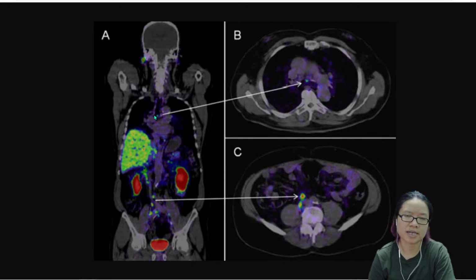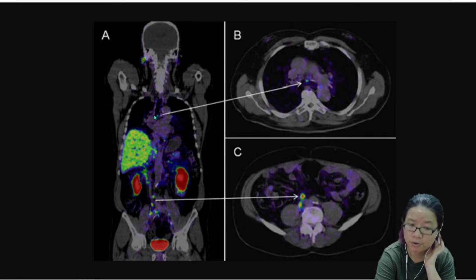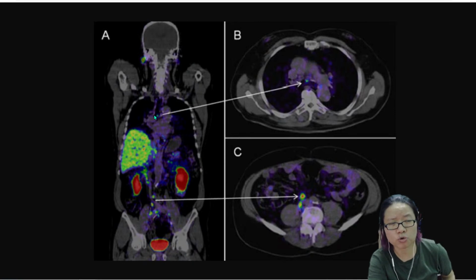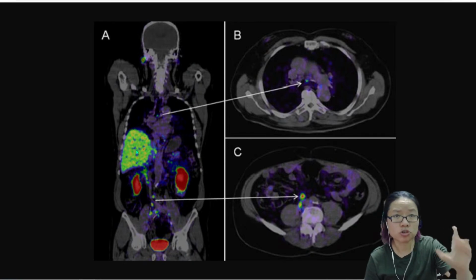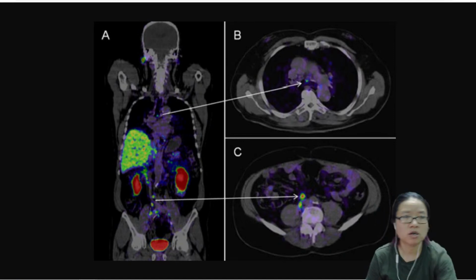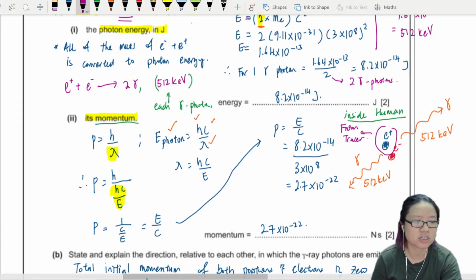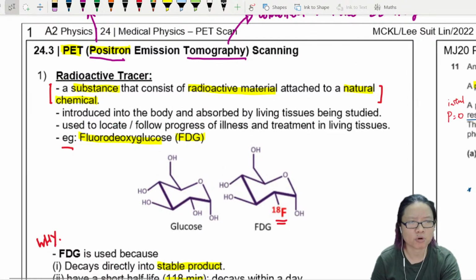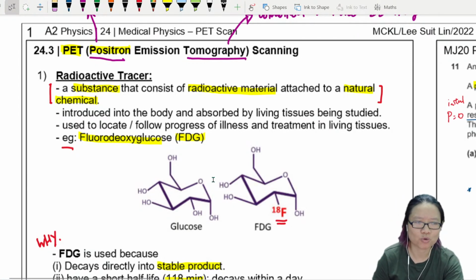If I send this patient for chemotherapy or radioactive therapy or whatever kind of therapy to stop the growth of the cancer, this area should noticeably begin to shrink. That's why we tend to use this tracer not just to detect cancer, but also to see the progress of the illness and treatment. That's why we use a radioactive cell. They detect more of the gamma radiation. It means that there's more glucose present at that place, more than normal.